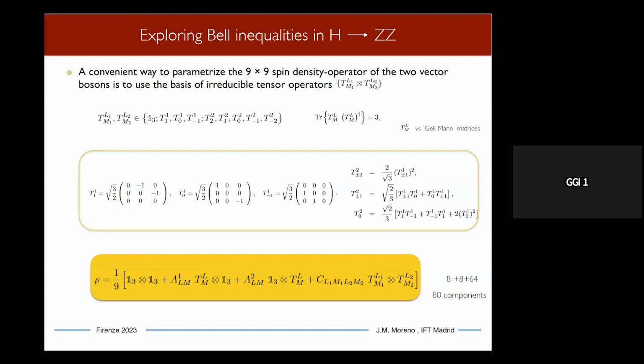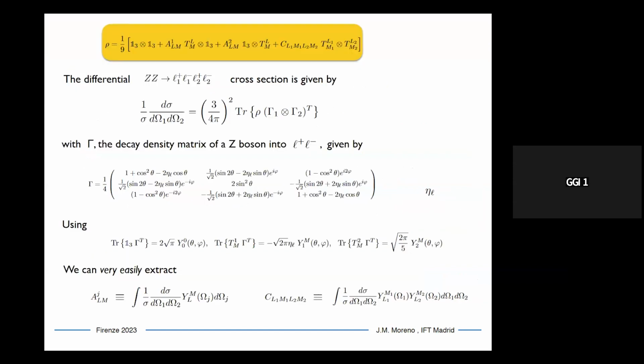Here you have the rho matrix expressed as a function of these matrices, and then you have the polarization vectors here, and those correspond to the spin correlation among the two Z bosons. So here you have the total number of components.